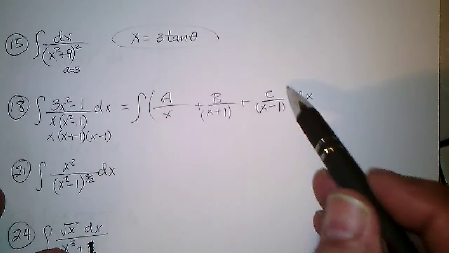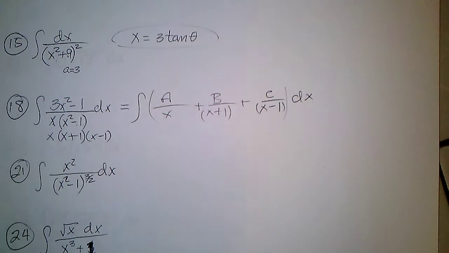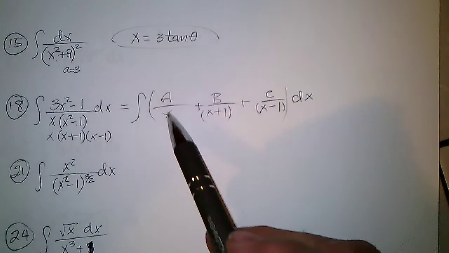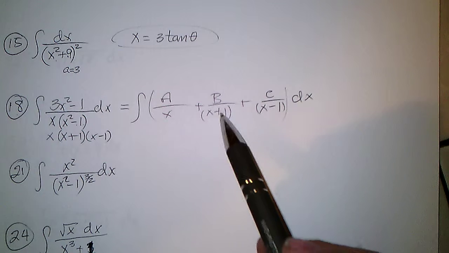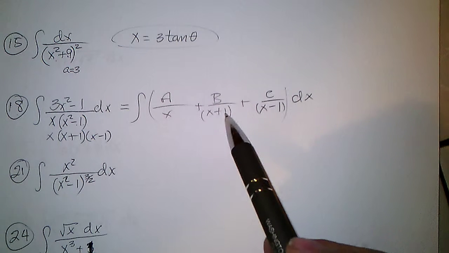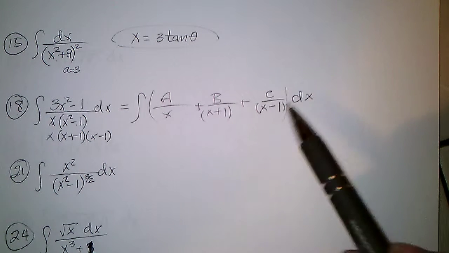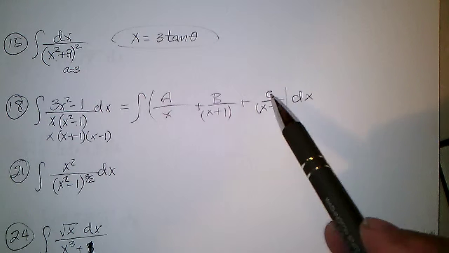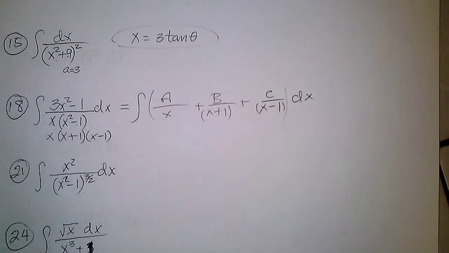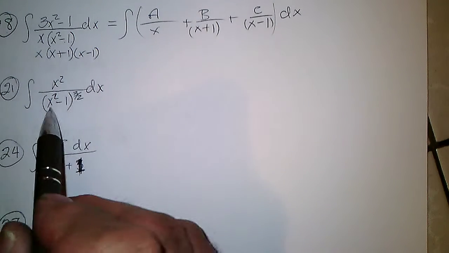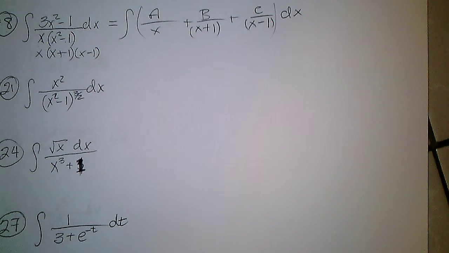And then I would figure out the a, b, and c's and integrate it. And it'd be ln x times whatever a is, plus ln of x plus 1 times whatever b is, and ln of x minus 1 times whatever c is, plus c. This one is not as simple to come up with.